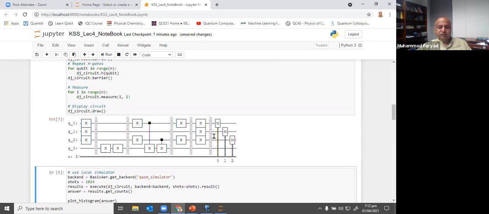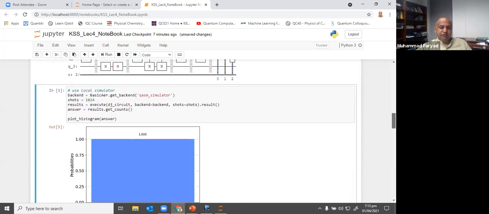So this is the circuit in front of you. These are the three Hadamards. This Q3 is the ancilla bit. It's only used to prepare this oracle. It's not being used anywhere else. And then we have this oracle, and then Hadamards again, and then measurements. Now I'm going to show you its implementation on a simulator first, and then I will discuss how you can run it on a quantum computer.